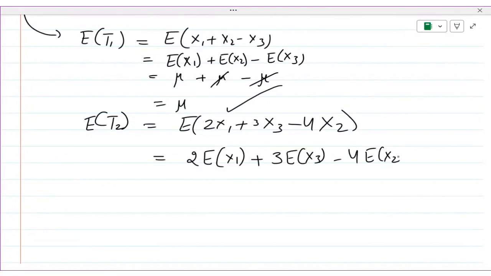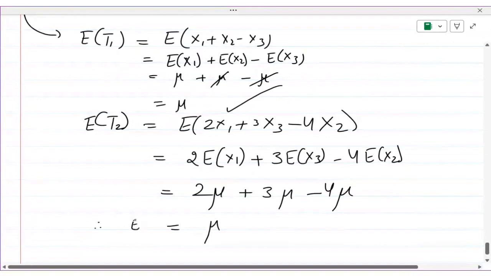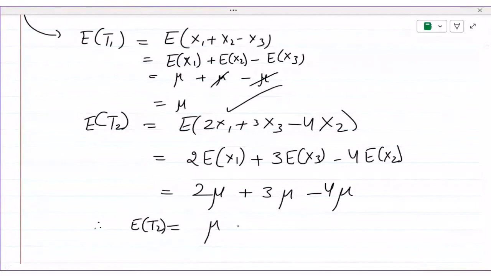Again, same logic, because the sample has been taken from the normal population with mean mu. So all these three have mean mu. So you will get 2 times mean minus 3 times plus 3 times mean minus 4 times mean. 3 into 5, 5 minus 4, 1. So you get 1 time mean mu. So it means therefore expected value of T2 is also mu. So T2 is also unbiased. So T1 is unbiased, T2 is unbiased.